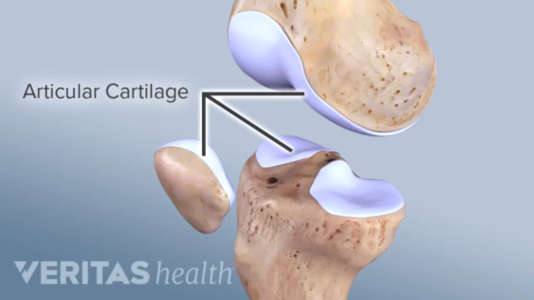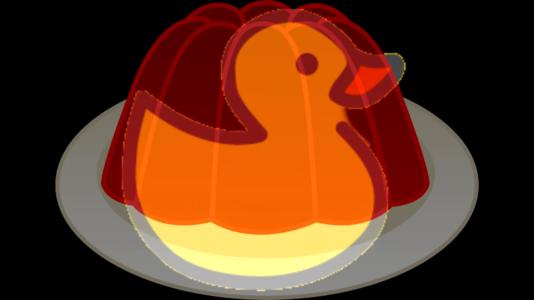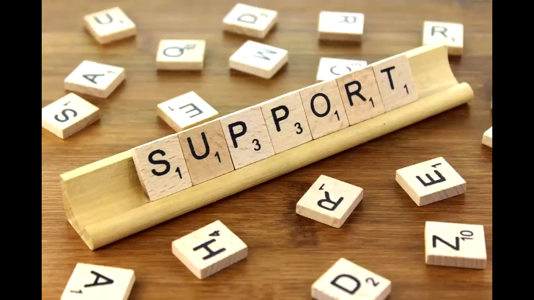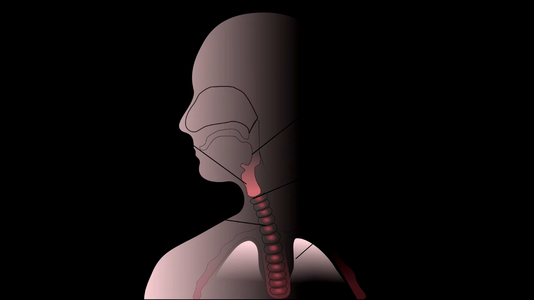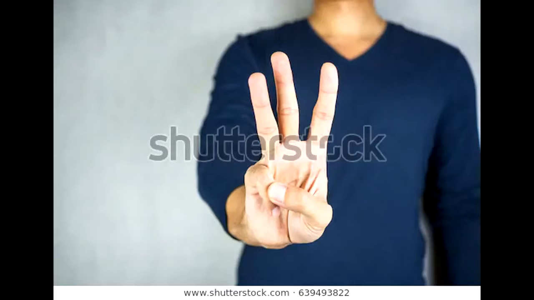Next up is cartilage, a fibrous connective tissue that is composed of packed collagenous fibers and a rubbery gelatinous substance called chondrin. Cartilage also provides flexible support for certain structures such as the nose, trachea, and ears. There are three different types of cartilage: hyaline cartilage, fibrocartilage, and elastic cartilage.